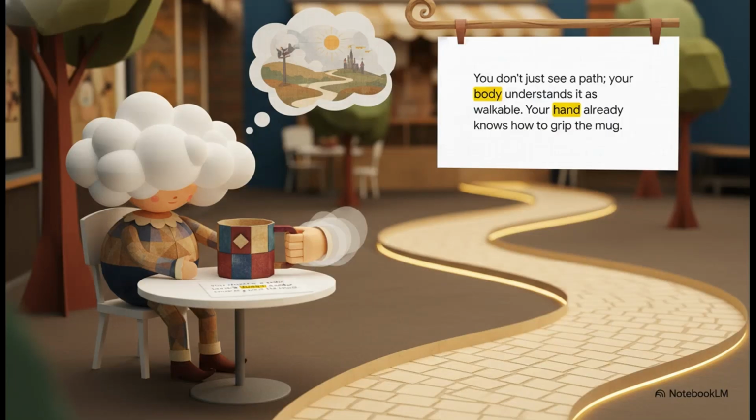And this just illustrates the idea perfectly. You don't just see a path. Even if your mind is a million miles away, your body understands it as walkable. You don't just see a mug, your hand already feels it. It already knows how to form the perfect grip. This is a pre-reflective, practical understanding that happens through the body, completely bypassing any need for conscious intellectual calculation.